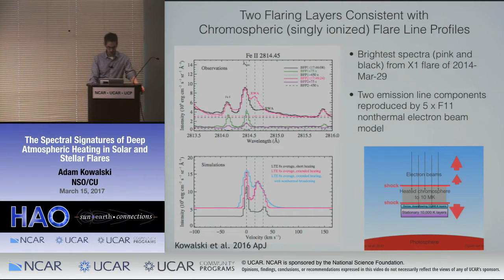So the bottom is the model of the iron 2 line compared to the observations. There are two components. So you can just look at the pink compared to the pink. And the redshifted component comes from the condensation. The stationary component comes from the stationary flare layer.